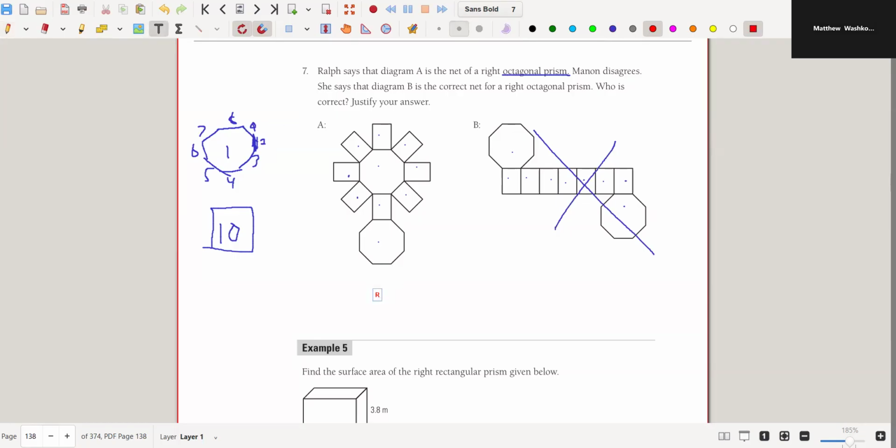So how would I respond here? Ralph is correct. Manon's net is missing one of the sides.